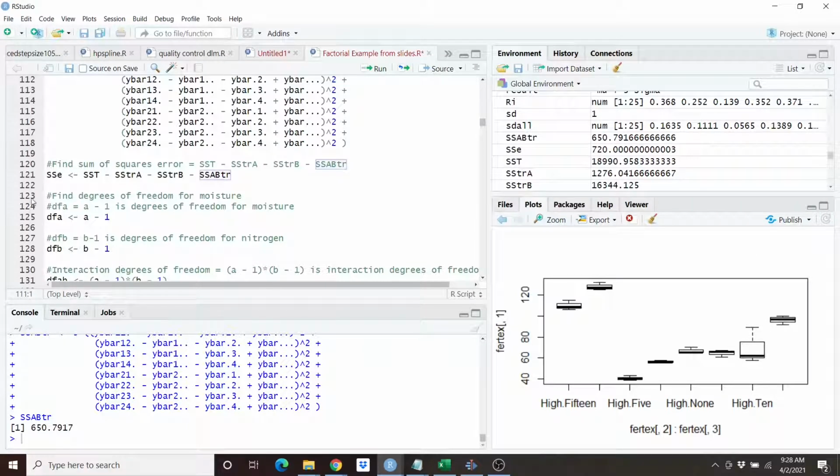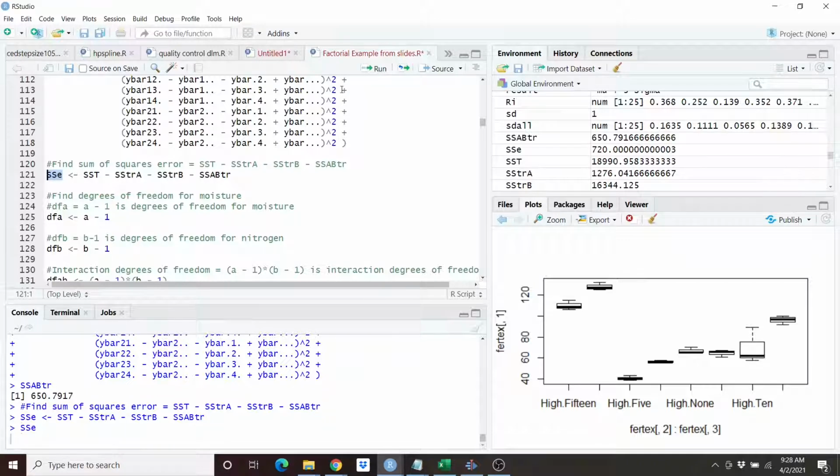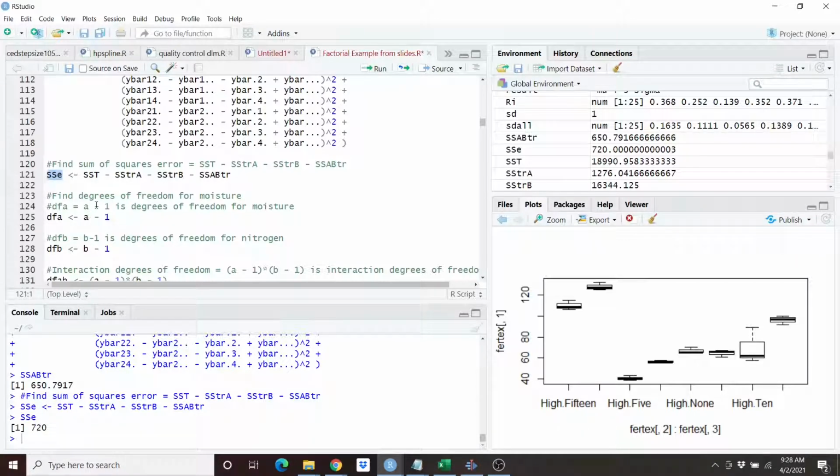Now I need to find sum of squares error. That is just sum of squares total minus sum of squares A minus sum of squares B minus sum of squares interaction. And so our sum of squares error we're going to find is 720.